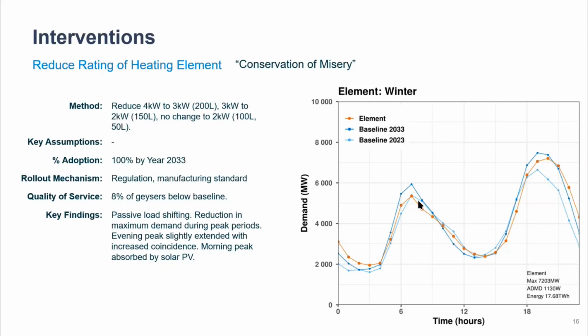You can see in our modeling that we did, we assumed a certain increase in the penetration of solar photovoltaic systems. And you can see a bit of an effect coming through in the element curve here. So just to remind you, we've got the 2023 baseline, the 2033 baseline, and then this is the intervention, the element one there. So we can see a little bit of a reduction in the earlier part of the evening here, and drawing it out a little bit further into the evening, if that makes sense.